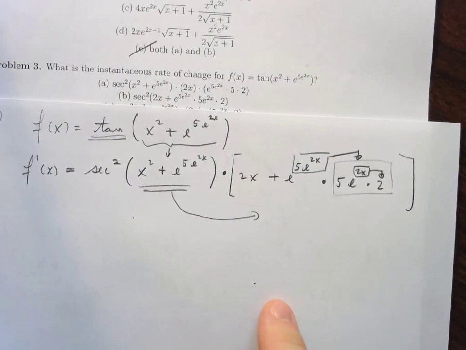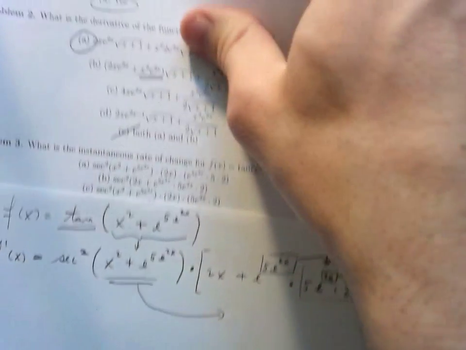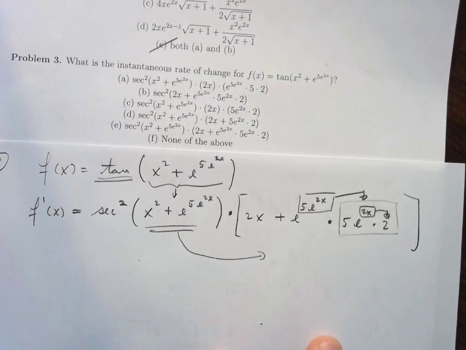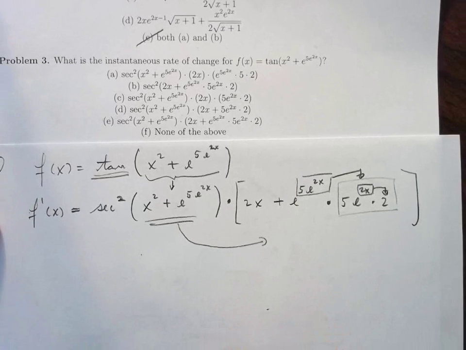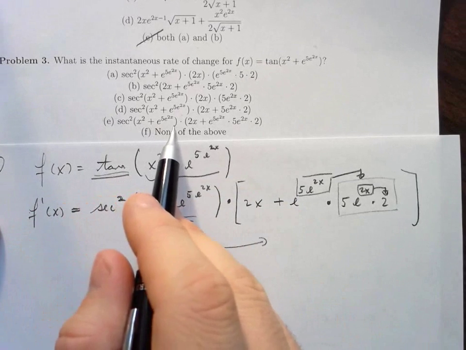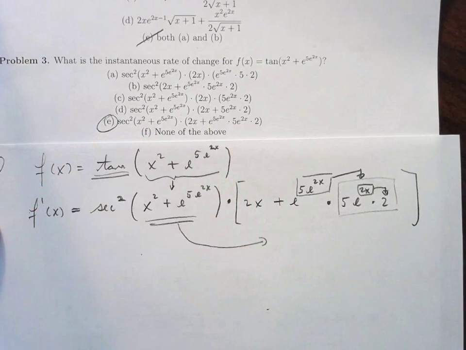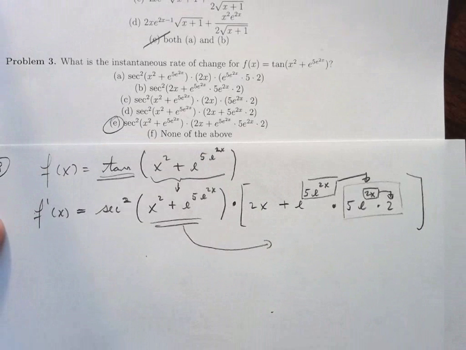That's the entire thing. Now let's take a look at the options that we're given, and it looks like the correct choice here that has everything that we got here is going to be option E. And that's it.